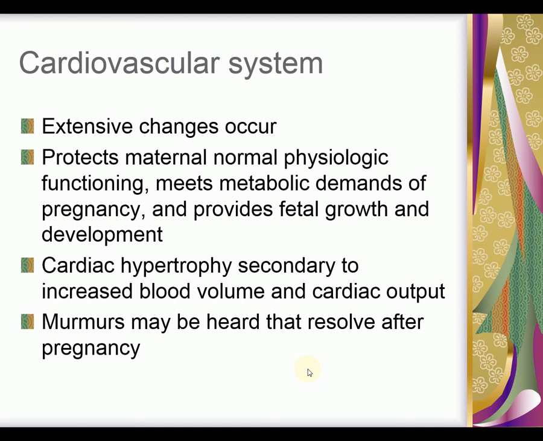So let's go through the general body systems. The cardiovascular system, we see a lot of change in the cardiovascular system. What happens is we have an increase in blood volume. We increase our blood volume by about 50% over the normal blood volume. So if we normally had a liter of fluid circulating in our system, we would have 1.5 liters of fluid circulating in our system.